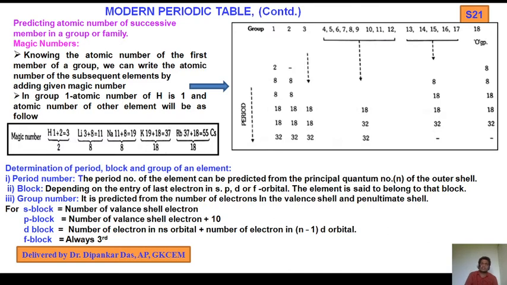Group number means how many electrons are present in the valence shell or outermost shell for S block, that is the group number. For P block, how many electrons are present in the valence shell plus 10, that is the group number of a P block element. And group number of D block is the number of electrons in the NS orbital plus the number of electrons in the (n minus 1) d subshell. That is called the group number of a D block element. And for the A block, all of you know, the third group. So that is how to find out the period, the block, and the group number. Okay, so this is a very important topic.